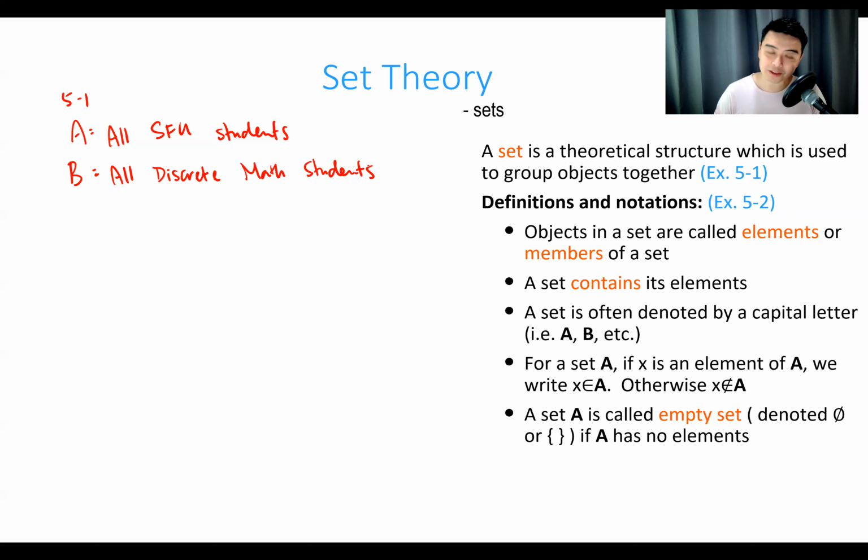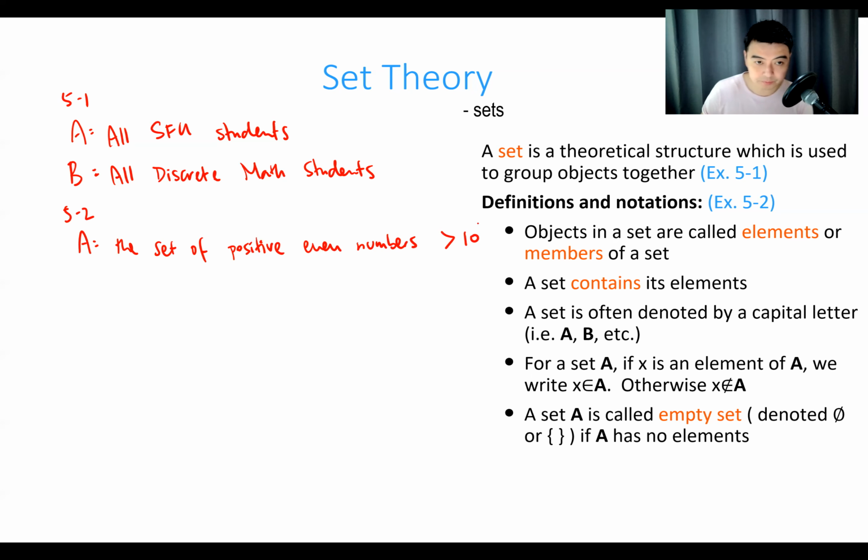But for now, I just want to talk about different ways that we can express a set. For example, I can say that I have a set A, which is the set of positive even numbers that are less than 10. Okay, so the set of positive even numbers that are less than 10. We can then say that A can be expressed as what we call an open form.